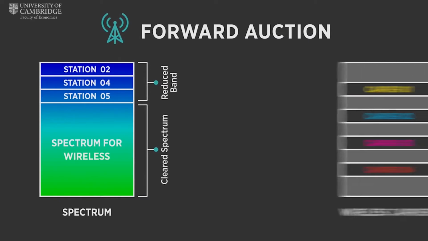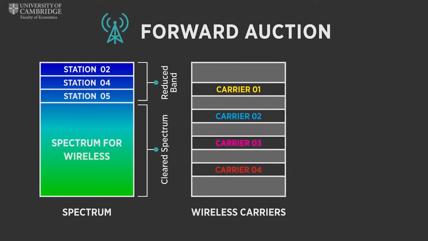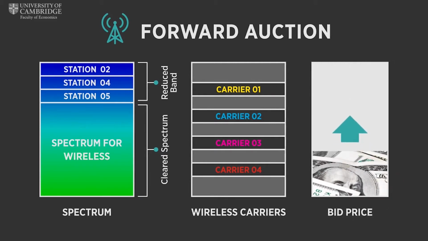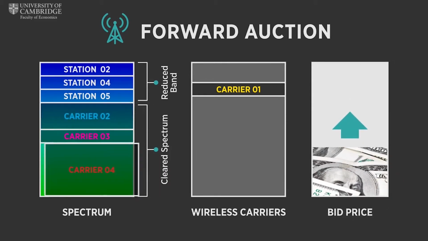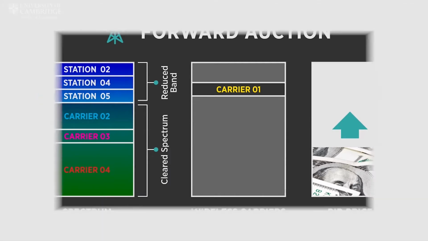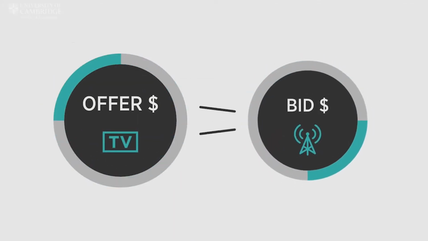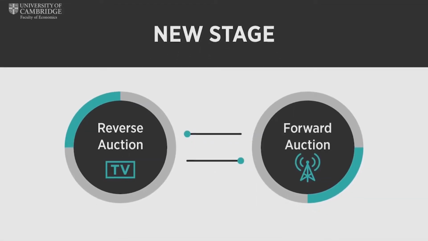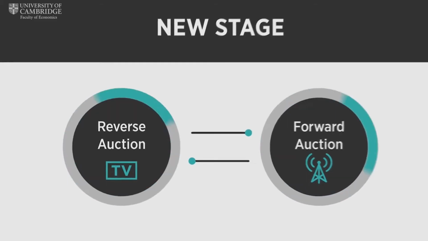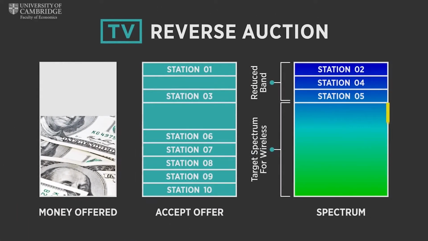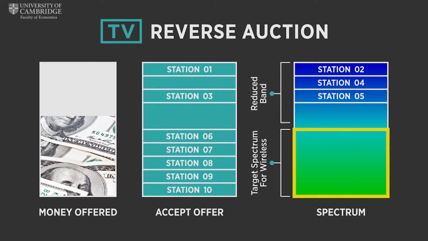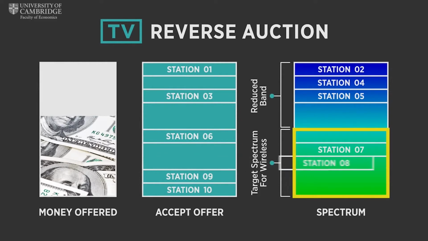Next, the same amount of spectrum is offered in a forward auction to wireless carriers. In the forward auction, prices start low and rise until the amount of spectrum for which there are bids equals the available supply. If the amount bid by wireless providers is not enough to pay the broadcasters, then the auction continues to a new stage, in which both the reverse and forward auctions are repeated starting where they left off. In each succeeding stage, the FCC designates a smaller amount of spectrum to be sold to wireless carriers, and therefore needs to buy fewer channels from TV stations.